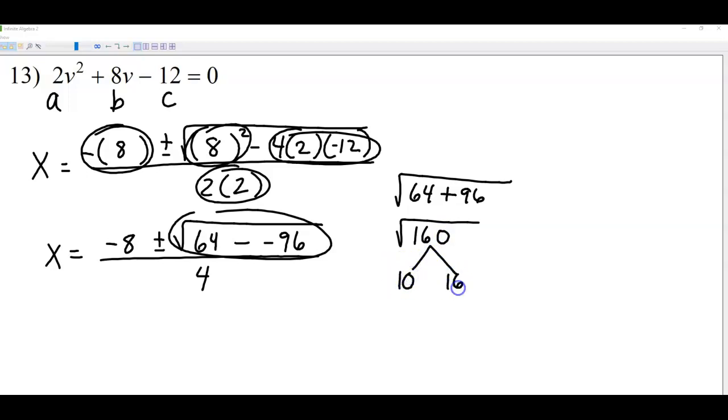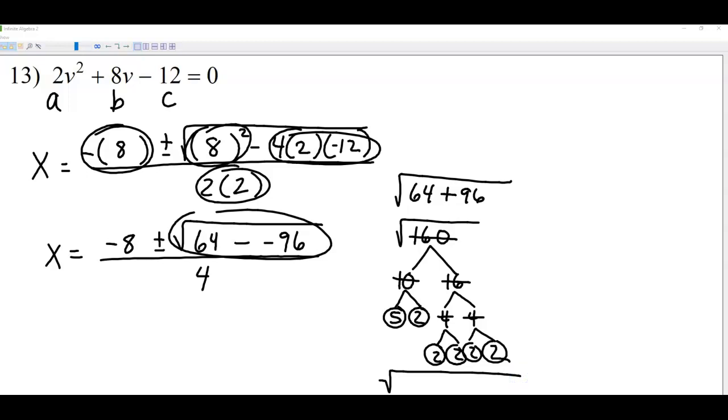160 is 10 times 16. 10 is 5 times 2. 16 is 4 times 4. And both of those 4s break down into 2 times 2. So the 160 broke up into 10 and 16, which broke up into other numbers, and we're left with these numbers, which are the prime factors. So underneath this square root then, we have a 5, and we have 5 2's.